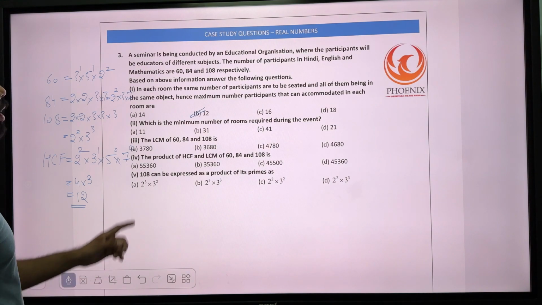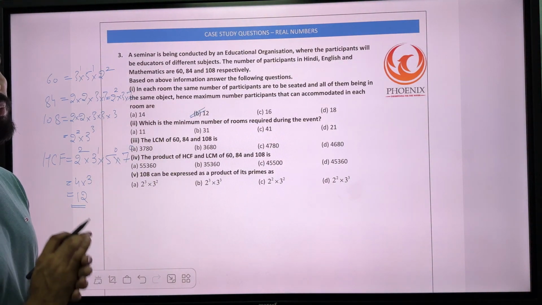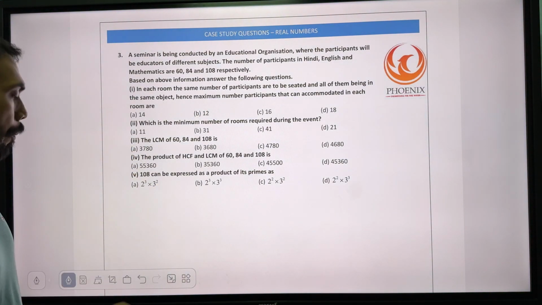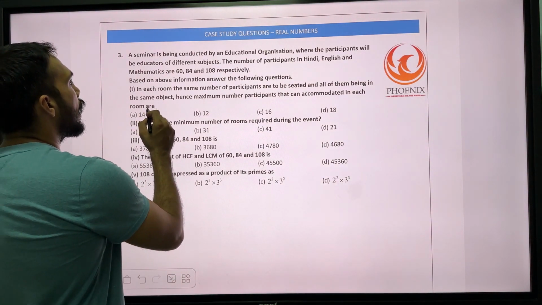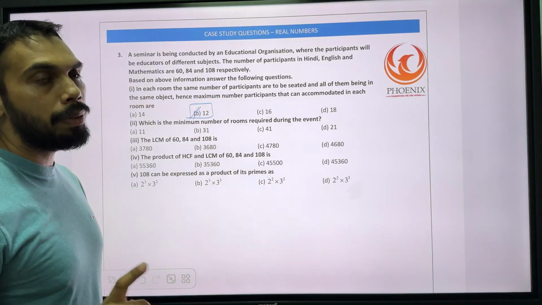Okay, the next question is, what is the minimum number of rooms required for the event? Okay, now we need to find the minimum number of rooms. Here the situation becomes a little tricky. Now the understanding for this is that you have to accommodate a certain number of persons in each room, which is available. That I need to accommodate 12 in each room.